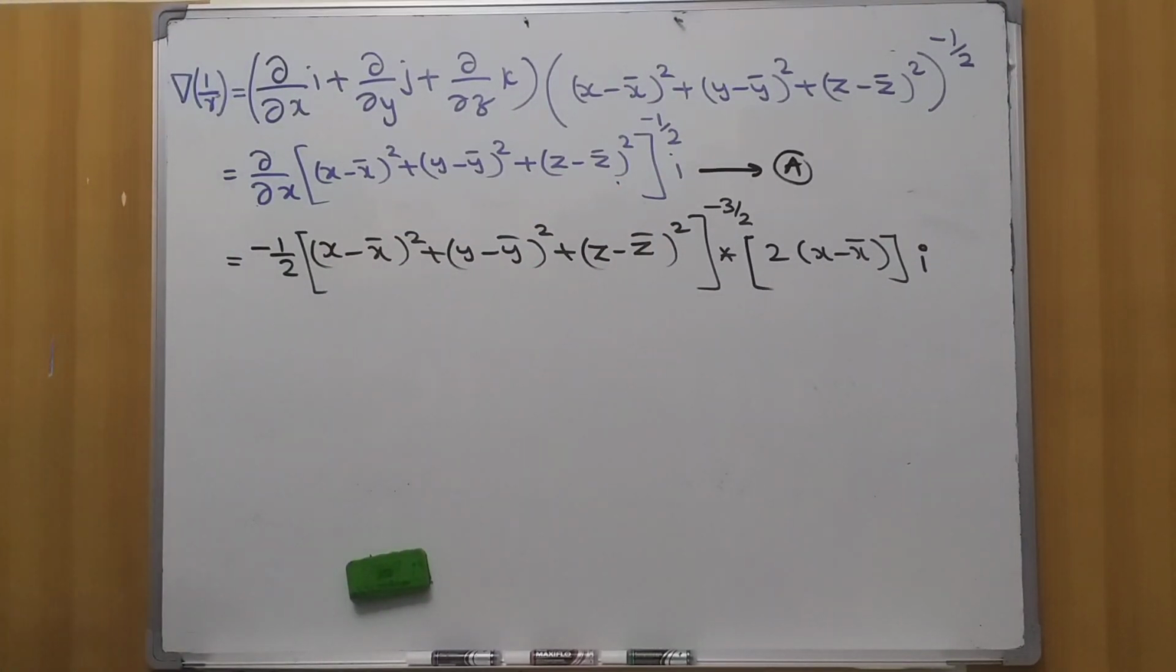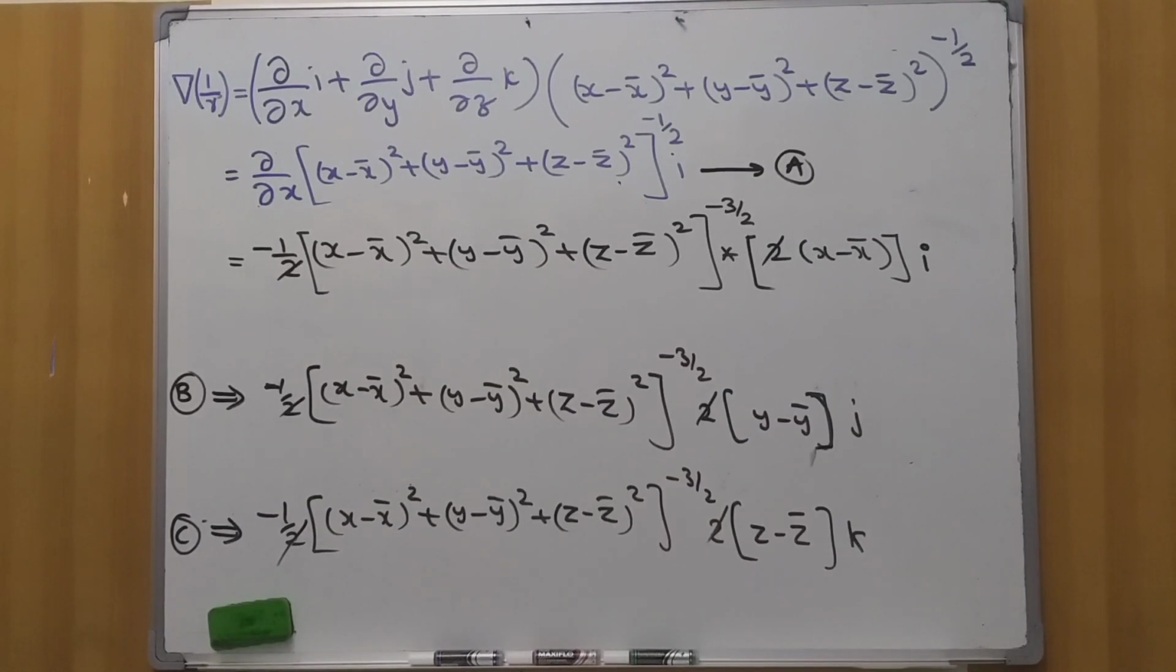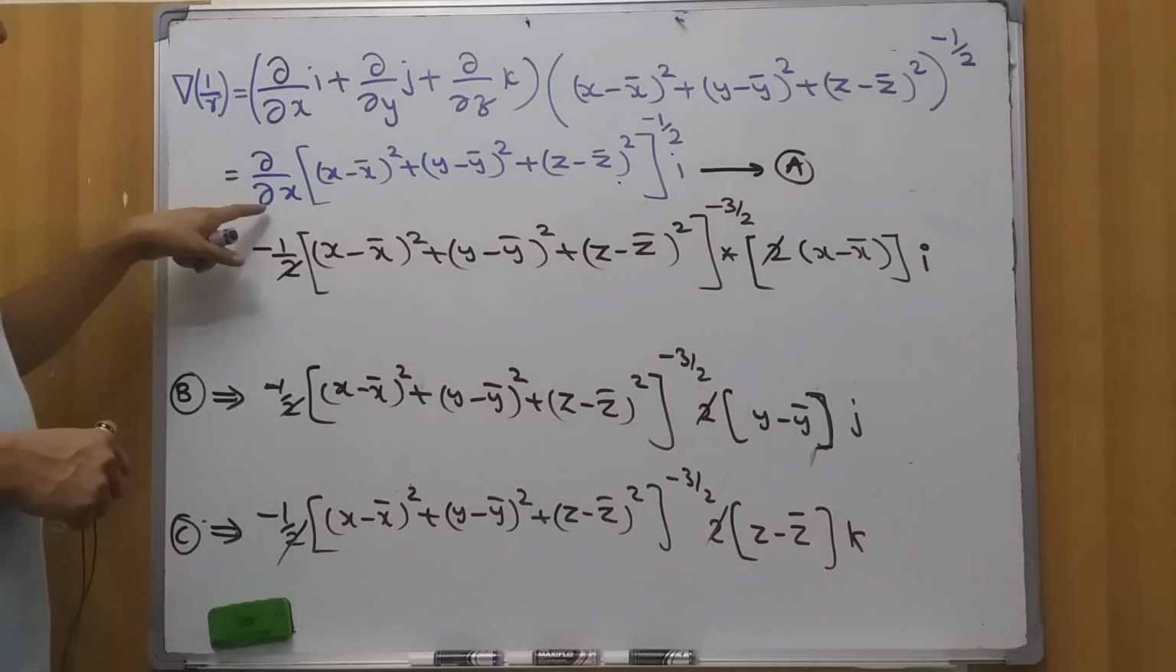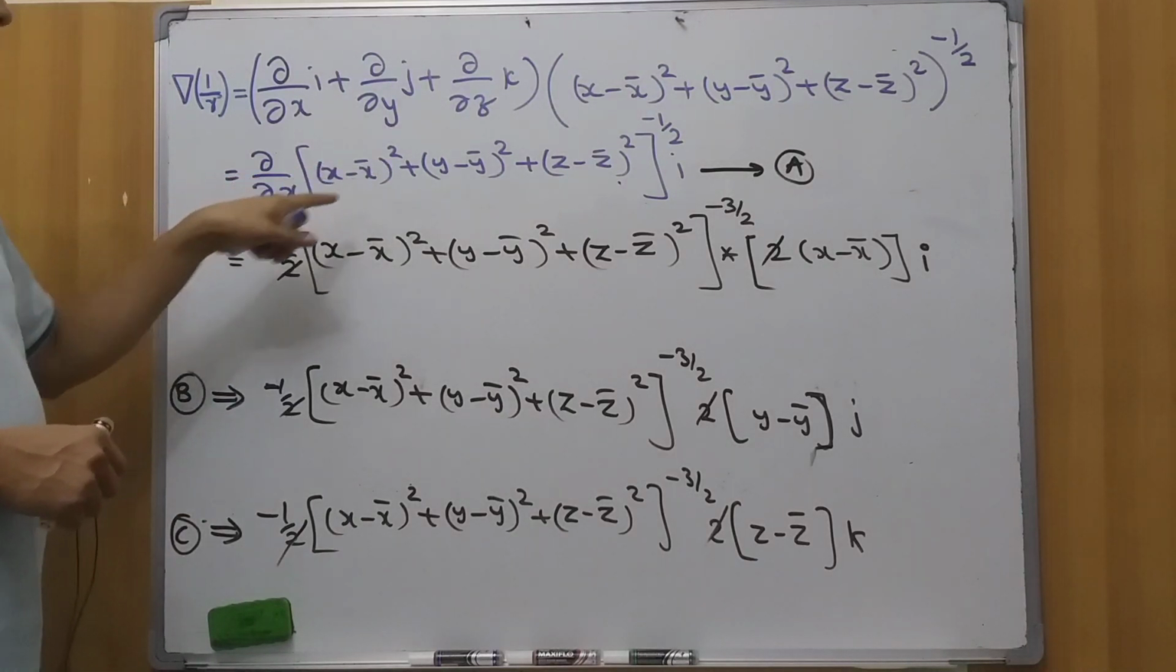Similarly, if you try to find the corresponding value with respect to y and z, we will have the following terms with respect to partial differentiation of the whole term with respect to y.